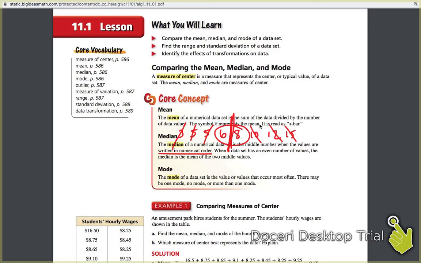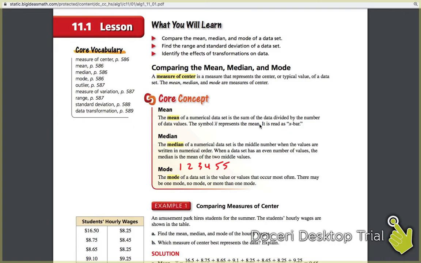The mode is, sometimes people say the most often data entered, MODE. It's the one that occurred the most. Now there could be one mode, no mode, or more than one. So let's say that I've got 1, 2, 3, 4, 5. There's my data set. There is no mode there, right?